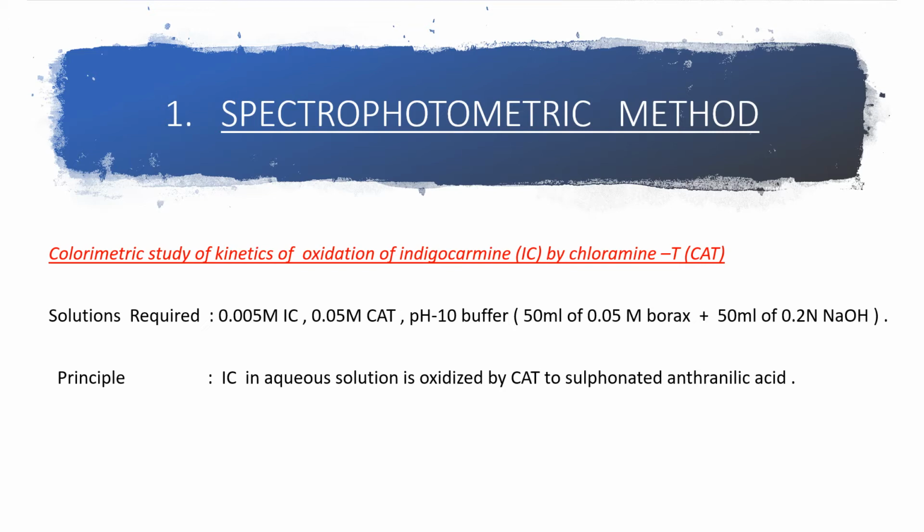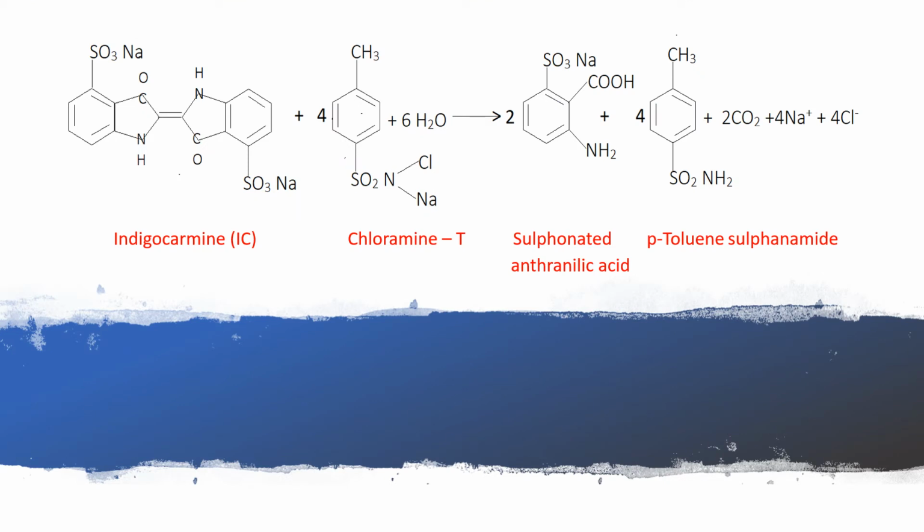Now let us see the principle of this experiment. The principle is that IC in aqueous solution is oxidized by CAT to sulfonated anthranilic acid. That is, indigo carmine in aqueous solution is oxidized by chloramine T to sulfonated anthranilic acid. So here is the reaction.